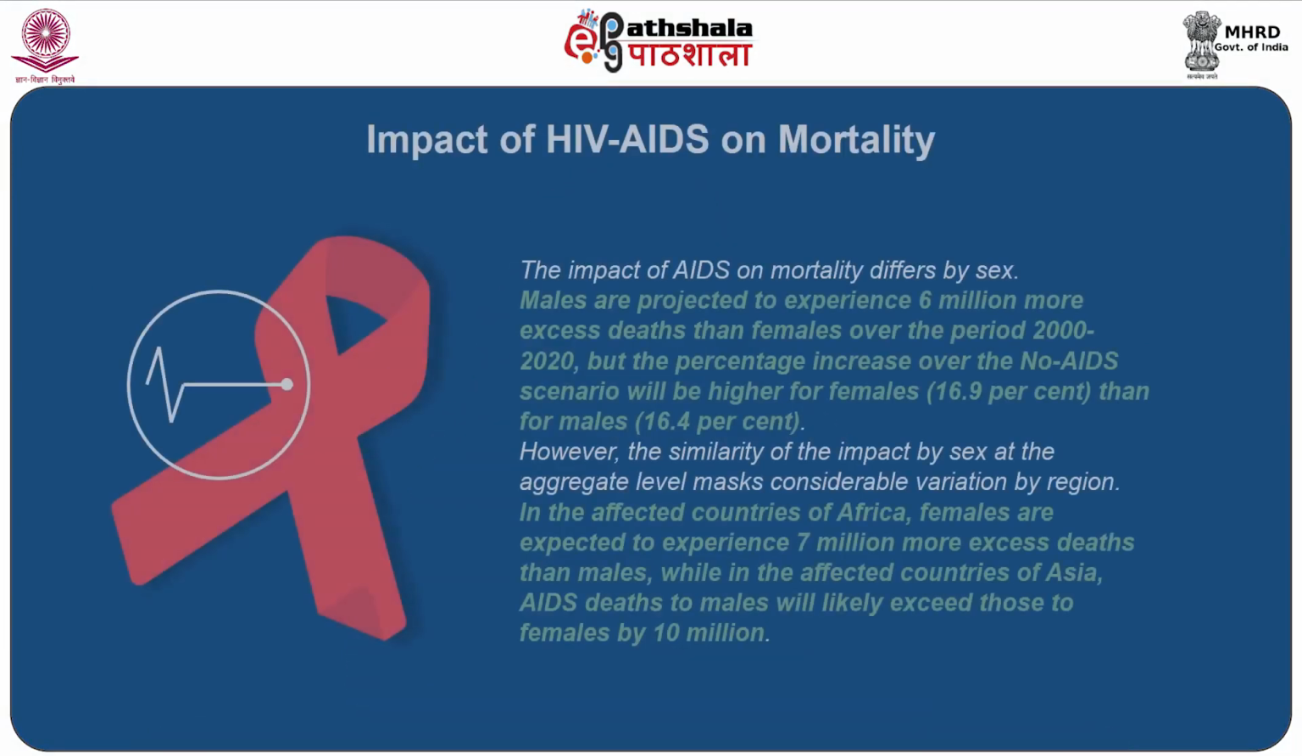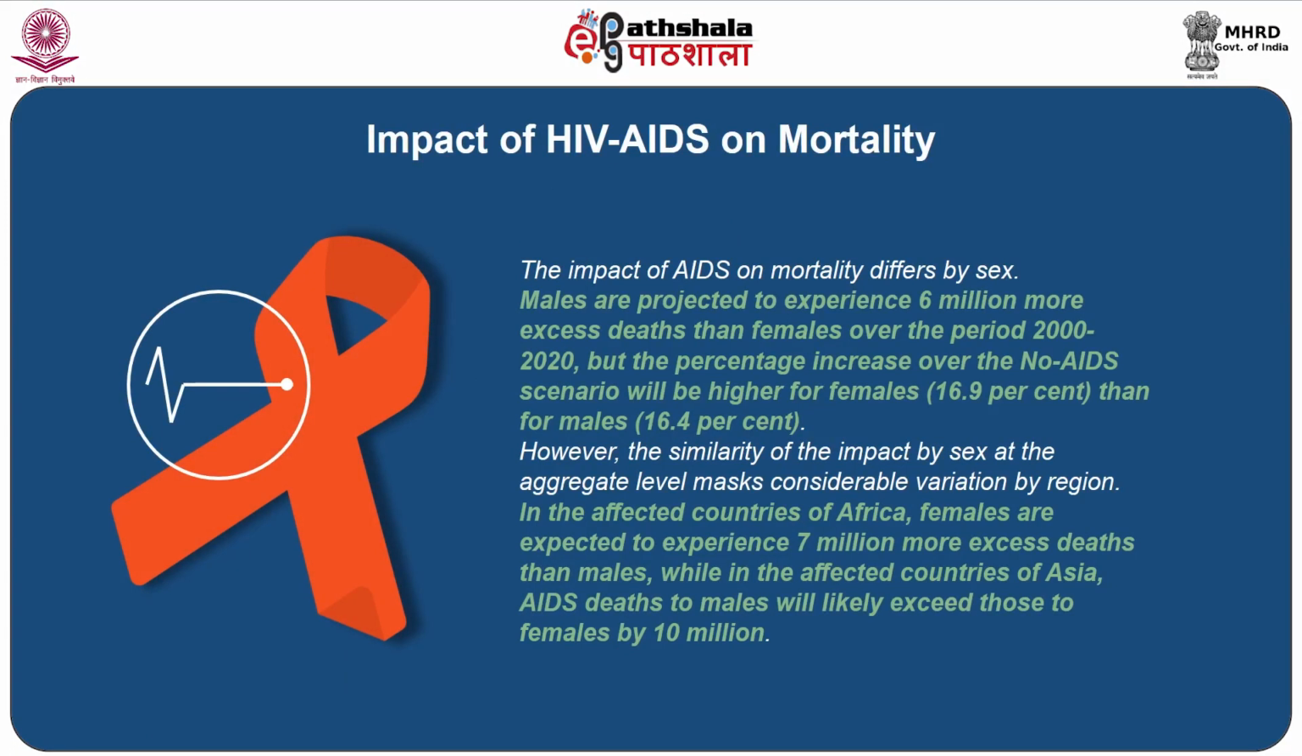Now let us look at the impact of HIV and AIDS on mortality. The impact of HIV on mortality differs by sex. Males are projected to experience 6 million more excess deaths than females over the period between 2000 to 2020. But the percentage increase over the no AIDS scenario will be higher for females, at 16.9%, than for males, which is 16.4%. However, the similarity of the impact by sex at the aggregate level masks considerable variation by region.